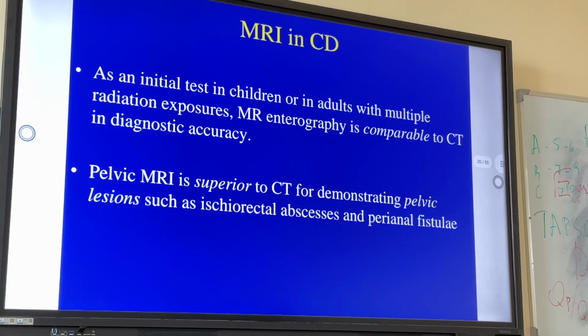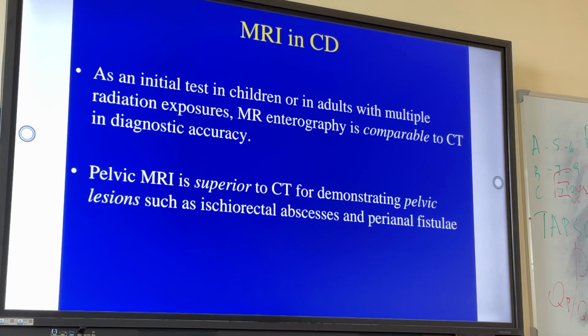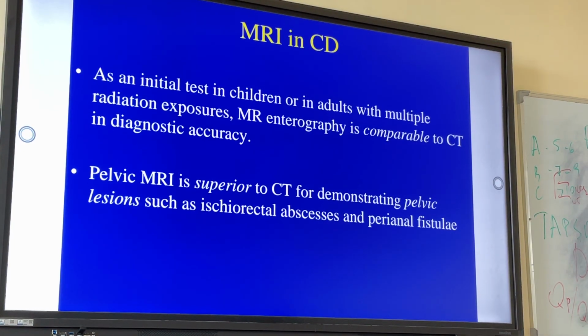MRI for children is the initial test. And for those adults who have undergone CT very frequently, MRI enterography is comparable to CT enterography in diagnostic accuracy.